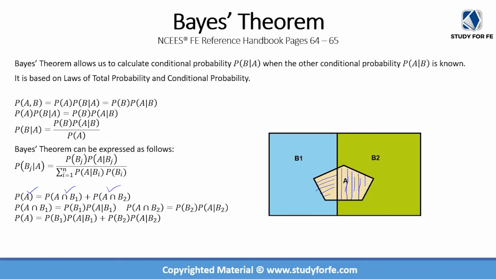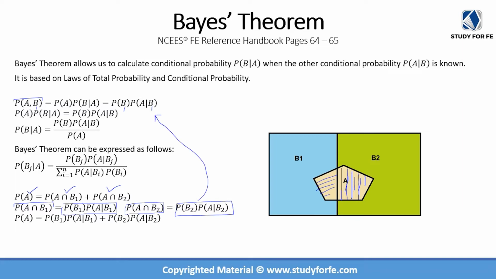Now A intersection B1, based on the law of compound or joint probability, we have this. If you replace this with A comma B1, then we get the probability of B1 times the probability of A given B1. So the probability of A intersection B1 is equal to the probability of B1 times the probability of A given B1. Similarly, the probability of A intersection B2 is equal to the probability of B2 times the probability of A given B2. That comes from here.